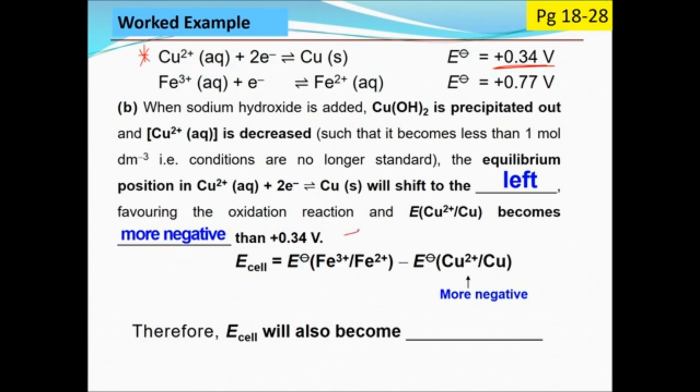So let's say now we change the value to plus 0.27 volt. Okay, so now that it is more negative, what happened here is that the E cell will become more positive, right? If we sub the value in, which we have, let's say standard 0.77 minus 0.27 now, it's going to give you a positive 0.50 volt, which is greater than, or more positive than, the standard that we calculated earlier, right?